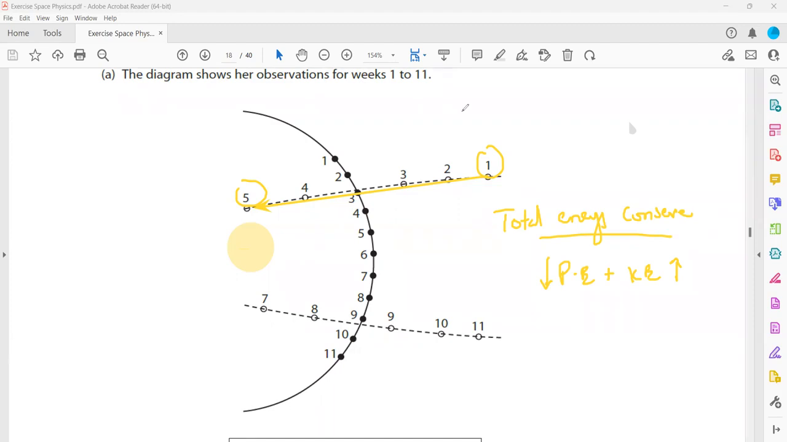So for the mark distribution, you mention that the total energy is conserved. When the comet is moving closer to the sun, its potential energy is decreasing, so kinetic energy is increasing. As a result, the speed of the comet will also increase.